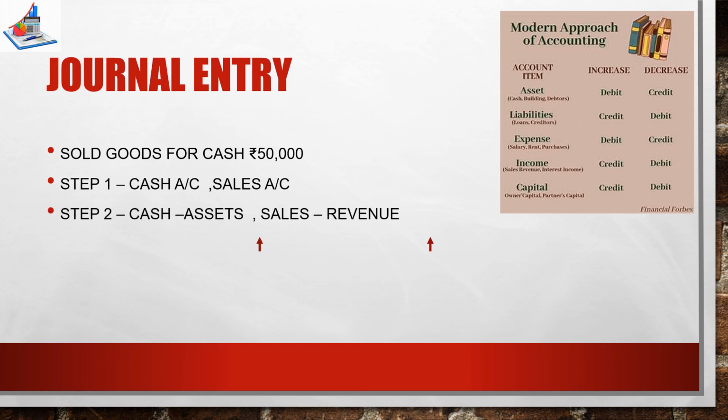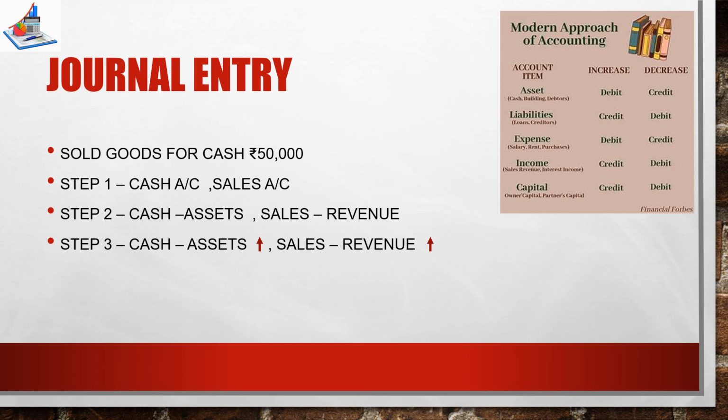Step 2 says what? Identify their nature. Cash is what? An asset, and sales is what? It is revenue. So after identifying the nature, step 3 says what? You need to know the rule. So the modern classification rule says here you are selling goods, so cash is coming in the business, right? So asset increases, right? So cash asset is increasing here.